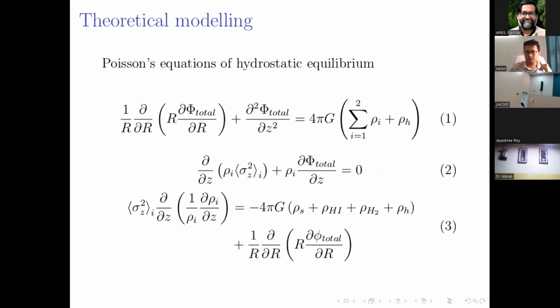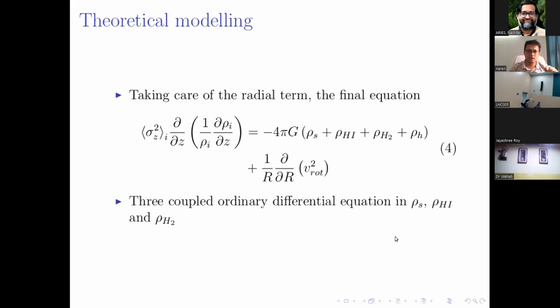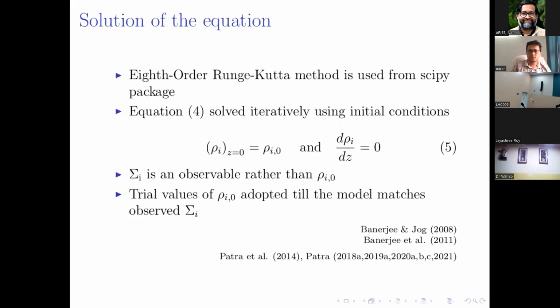Okay, so this is basically the Poisson's equations of hydrostatic equilibrium, and the left hand side is telling you about the pressure, and this term, sigma z, the velocity dispersion, is an indicator of how much pressure is in each component. The right hand side is the gravity component, which has contributions from all the components: stars, atomic gas, molecular gas, and the dark matter halo. So the solution of this equation will give you the vertical density distribution at every radius.